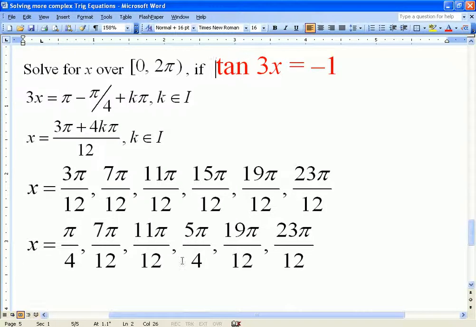So these are the solutions of this equation, tan 3x equals negative 1, over the interval from 0 to 2 pi. Up until now, when we've had a look at the interval 0 to 2 pi, we've only found two solutions. But because we are given that the tangent 3x equals negative 1 and we are solving for x, we now have 6 possible solutions for x that would make this equation true.